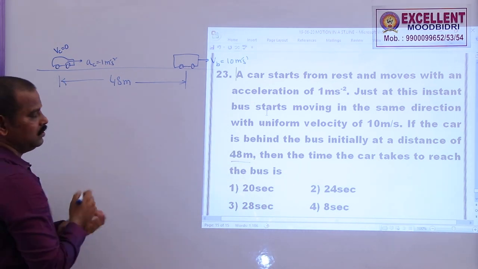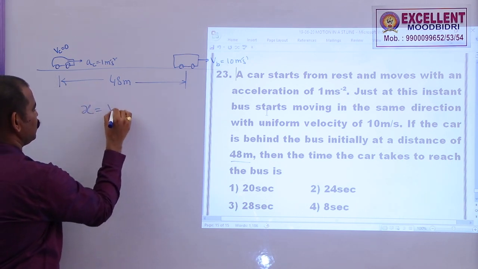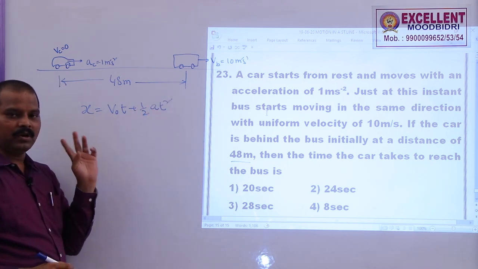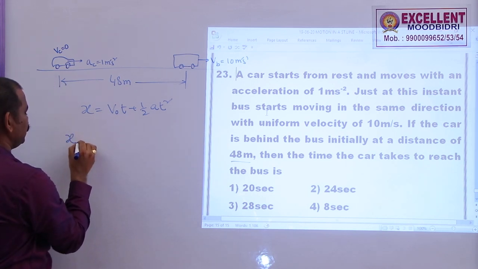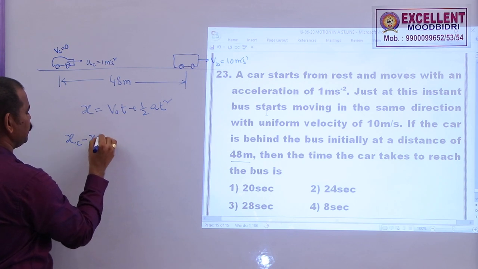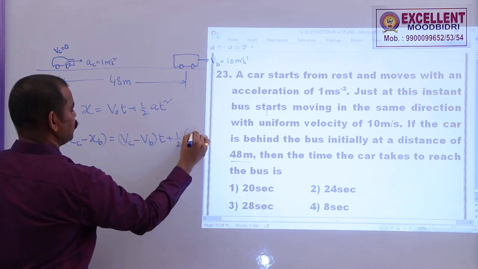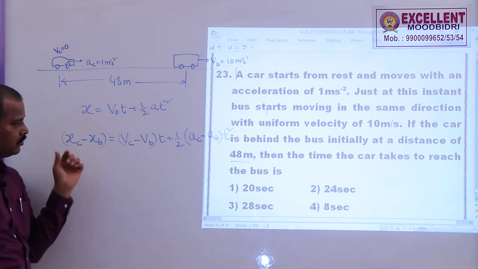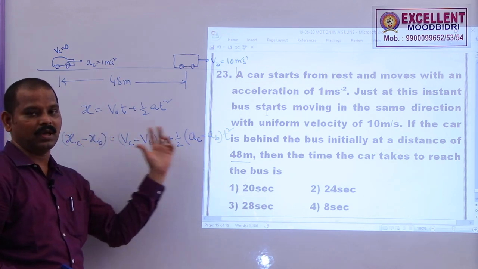Now here, this is a relative motion. We can write x is equal to v naught t plus half a t square. It can be used for one body or two bodies in relative motion. So here I am going to write displacement of the car minus displacement of the bus is equal to velocity of car minus velocity of bus, both are initial velocities, times t, plus half into the acceleration of car minus acceleration of bus into t square. Remember students, while writing this one, if you take car and bus first, here also car and bus, you have to follow the same order.